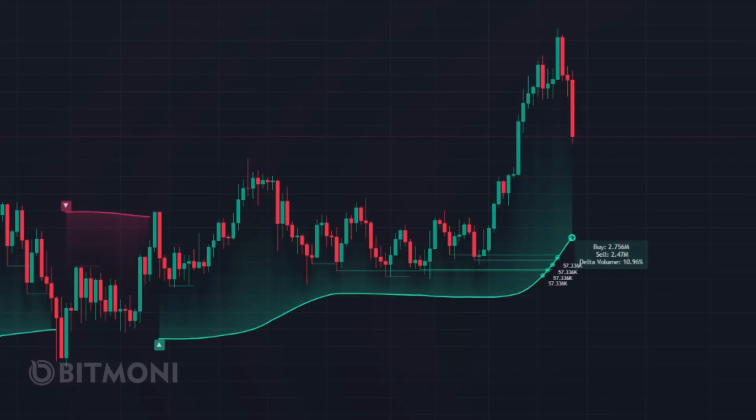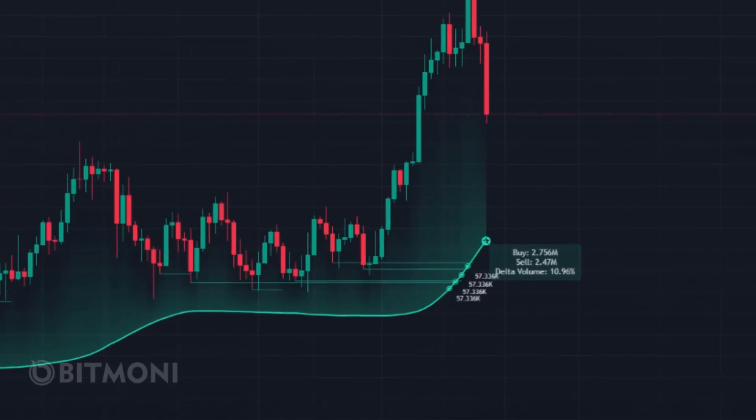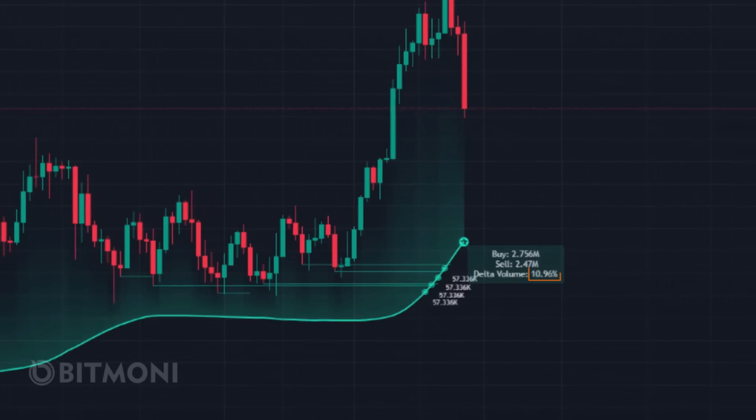Now here, we have what I call a moderate bullish trend. As you can see, the trend is still bullish because the candles are going higher and higher. Looking at the delta volume, you can see it's only 10%.